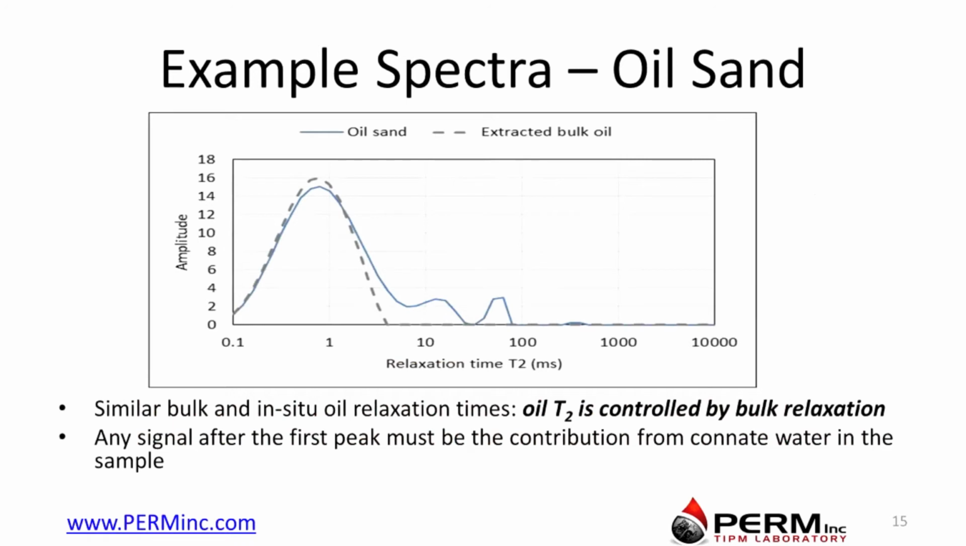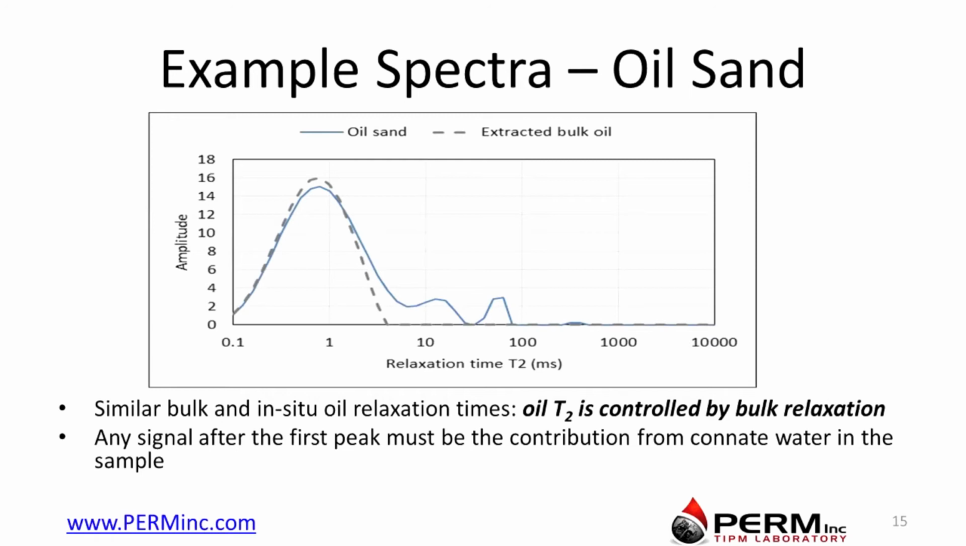This is an example spectrum of an oil sand. So it's an unconsolidated system containing heavy oil and connate water. And what we had done here was in the lab, we had measured the signal from the oil sand, and then we used a centrifuge to extract some of the heavy oil, and we measured the NMR signal of that heavy oil as well. So the solid blue line is the NMR of the oil sand, which contains oil and connate water signals. And then once we extracted the oil, this is this gray dashed line.